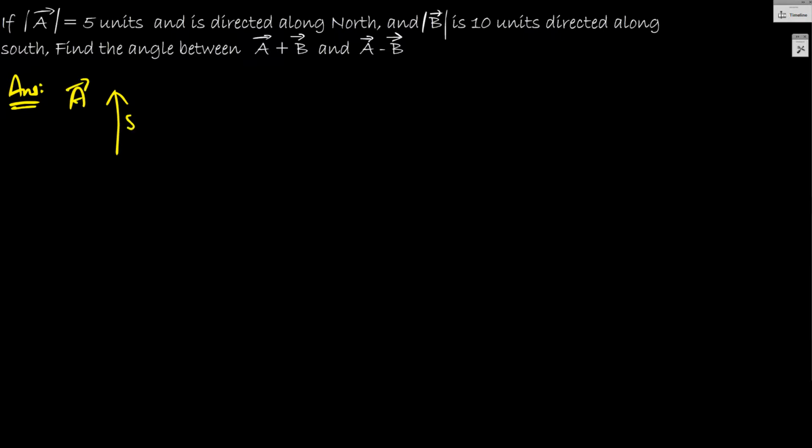Alright. Okay, and B is 10 units directed along south. Alright, let's draw that. South would be opposite of north. So this is 10 and this guy would be B. Find the angle between A plus B and A minus B. So let's add them first. A plus B, well, since these guys are opposite to each other, they try to cancel out. So the bigger one wins and you get 5.